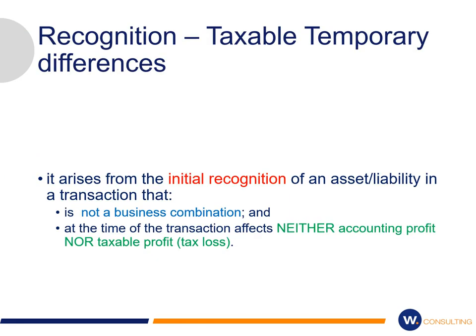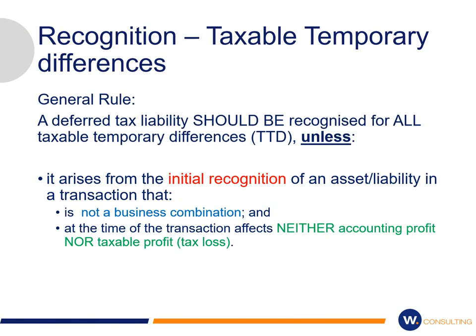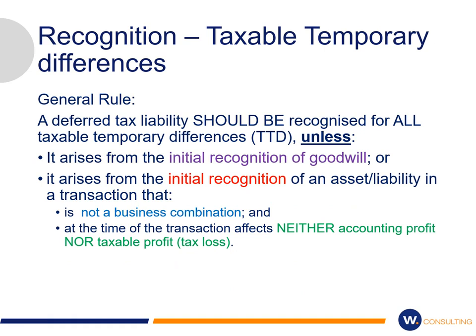Here, the recognition principles, taxable temporary differences. As I've said, general rule, same thing with deferred tax liability, deferred tax asset. A deferred tax liability should be recognized for all taxable temporary differences, again, unless it arises from the initial recognition of an asset or a liability in a transaction that is not a business combination and at the time of the transaction affects neither accounting profit nor taxable profit. And also the initial recognition of goodwill, we do not have deferred tax on it.